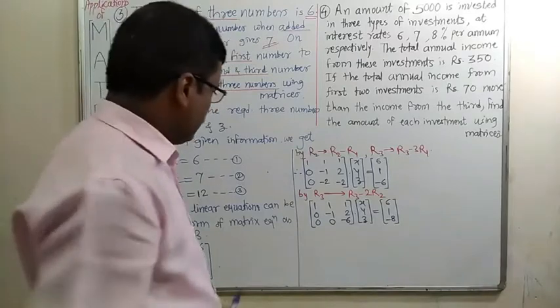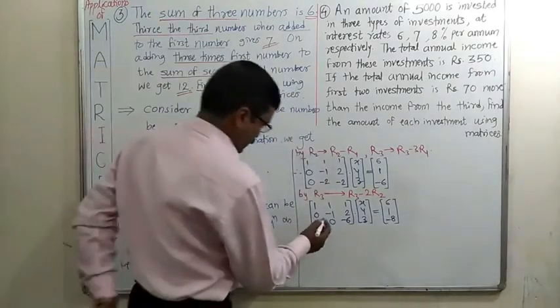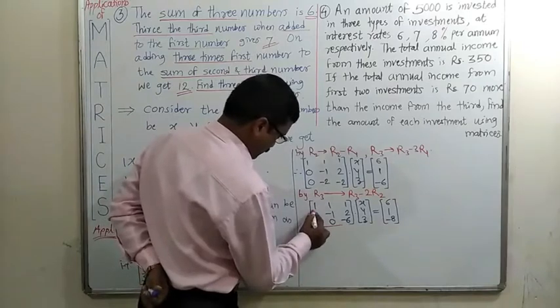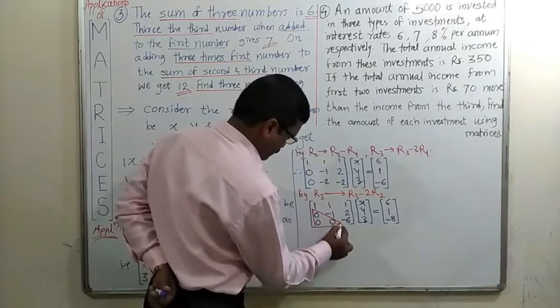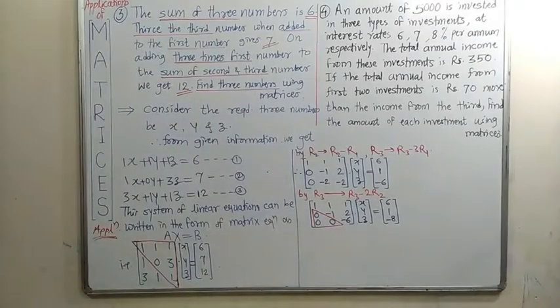Now we get here the upper triangular matrix like this, because we get here 3 zeros. I will show you the zeros in the form of a triangle. So this is the upper triangular matrix.